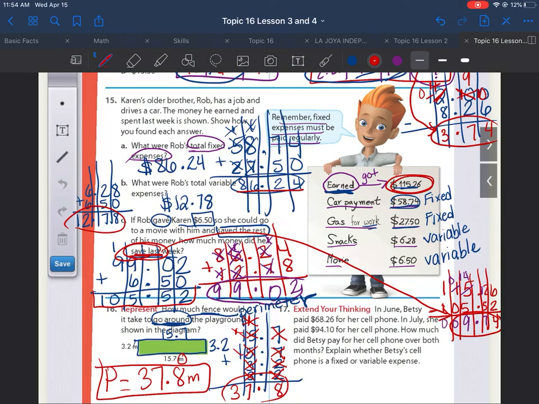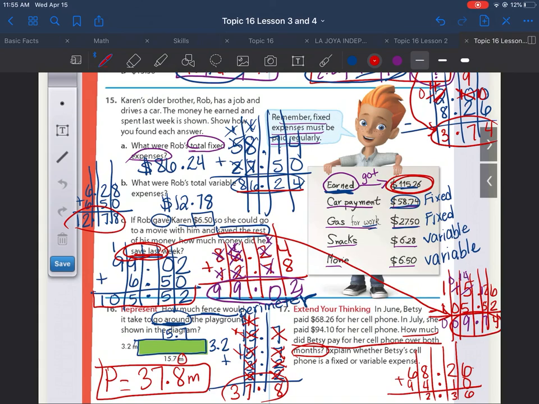17. In June, Betsy paid $68 for her cell phone. In July, she paid $94.10 for her cell phone. How much did Betsy pay for her cell phone over both months? So month number 1 was $68.26. Month number 2 was $94.10.